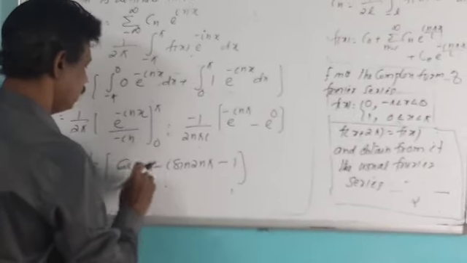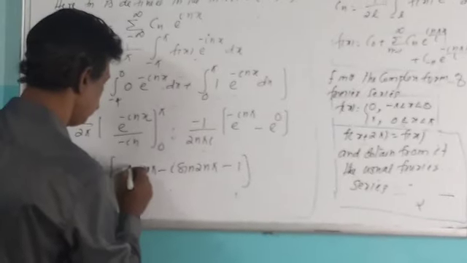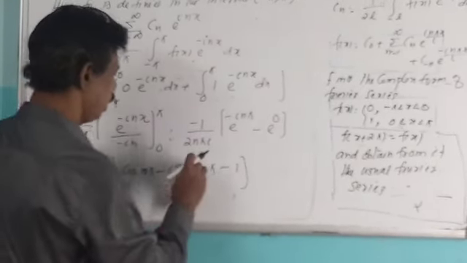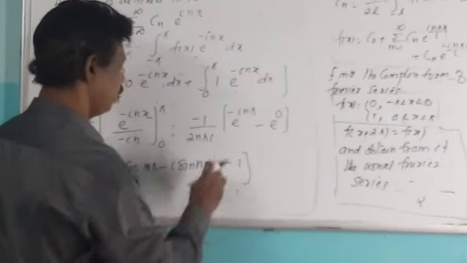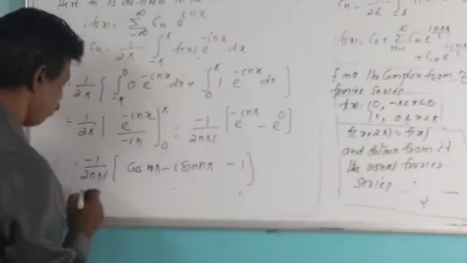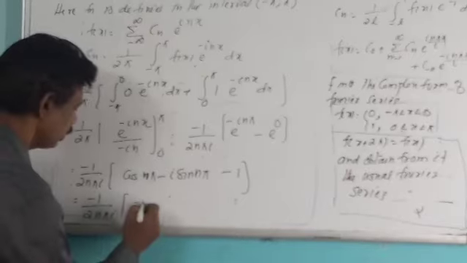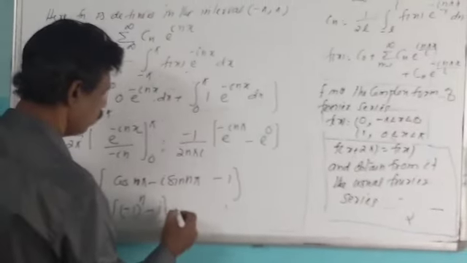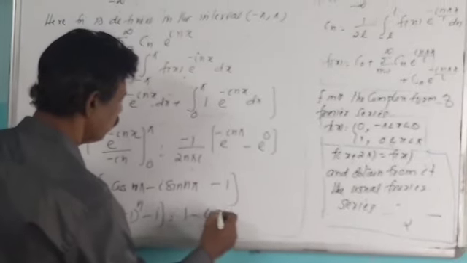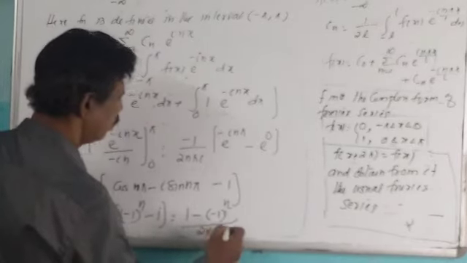So we can write this as cos n pi minus i sin n pi. Sin n pi is 0, and cos n pi equals minus 1 raised to n. Multiplying with the minus sign, the final answer is 1 minus minus 1 raised to n, divided by 2 n pi i. That is the value.